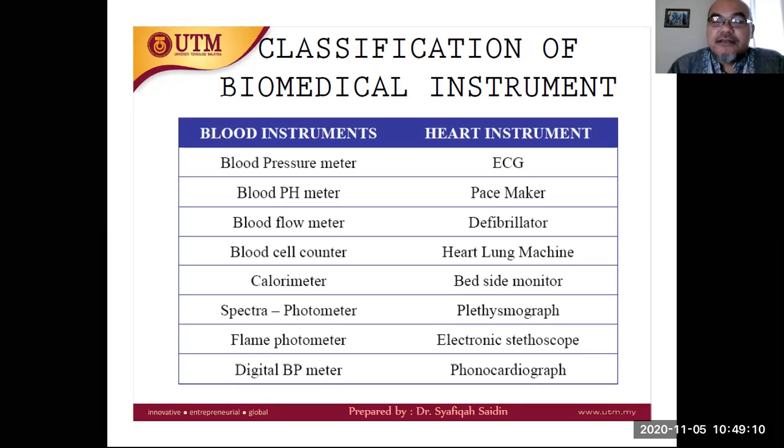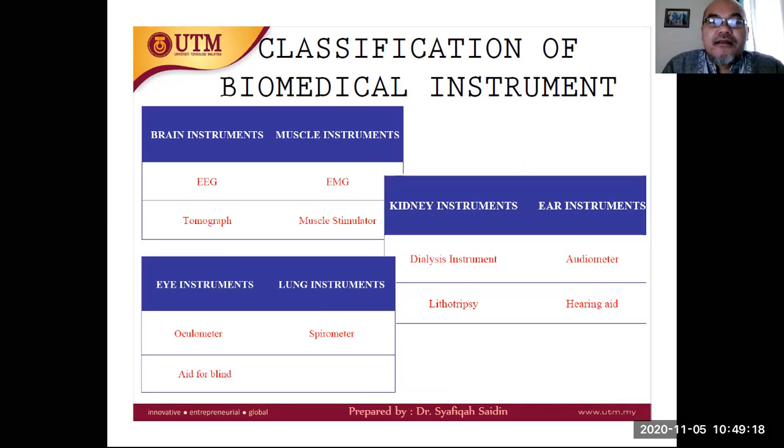Phonocardiograph basically uses ultrasound, or can also use the stethoscope to generate the heart sound signal. If it is using ultrasound, then it can generate the image of the heart function. Then instruments for the brain are EEG and tomography, using MRI or other imaging instrumentation. Muscle instruments: EMG, muscle stimulator, which is a therapeutic instrumentation. Then eye instruments: oculometer, aid for the blind.